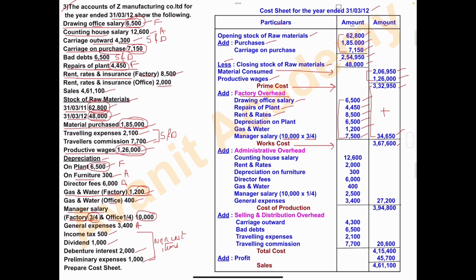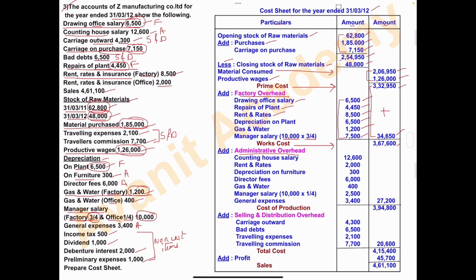So directly we'll write works cost amount is 3,67,600. So after works cost, we have to write add administrative overhead or office overhead. Any overhead or expenses related to office work or the administrative department we have to take under this head. Wherever we have written A in this problem, we have to take it under administrative overhead.